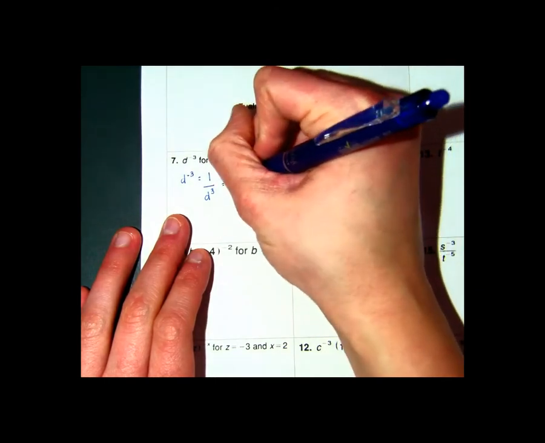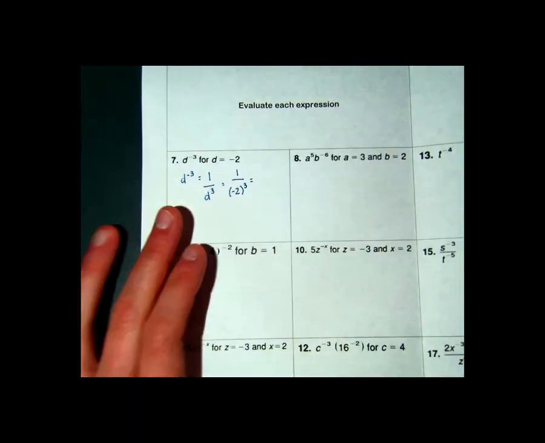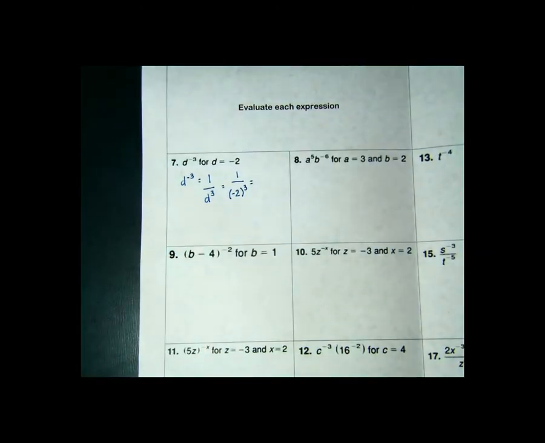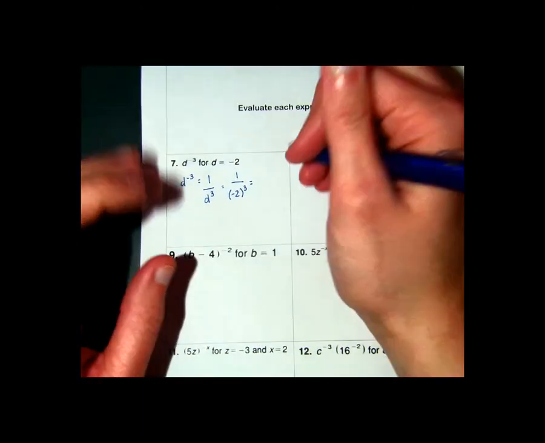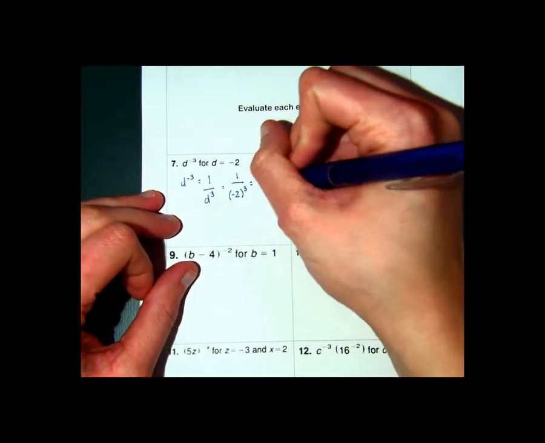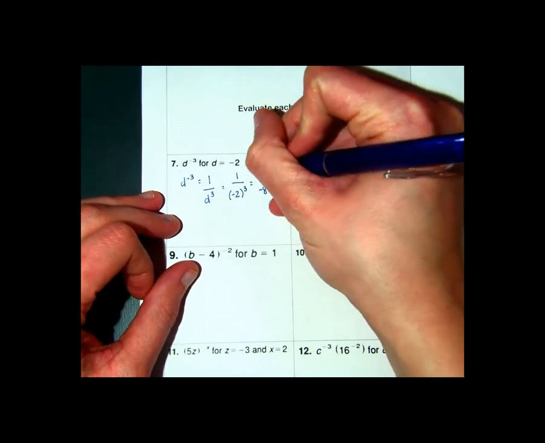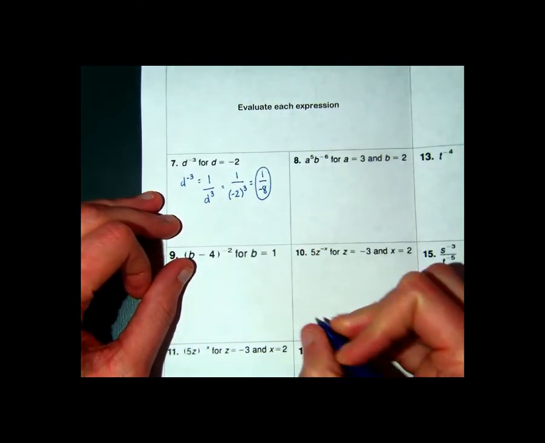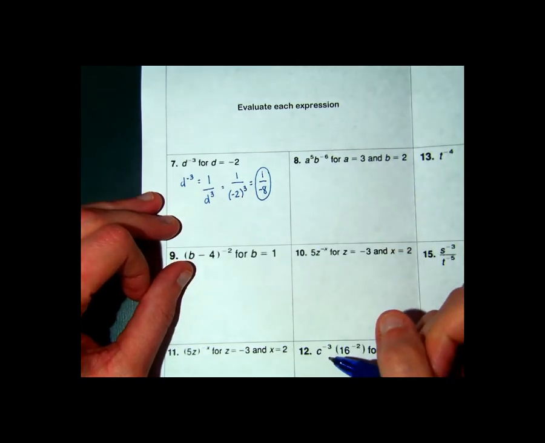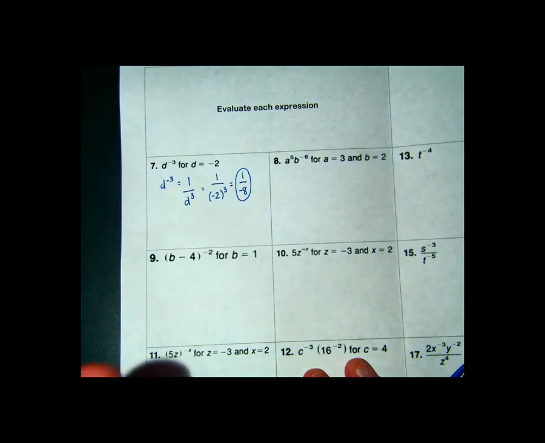So 1 over, I'm going to put it in parentheses when I plug it in. Now that I've plugged it in, I'm going to determine negative 2 to the 3rd. Negative 2 times negative 2 times negative 2. That will give me negative 8. So negative 1 over 8 or 1 over negative 8. And it's the same. No matter where the negative is, the final solution is negative.